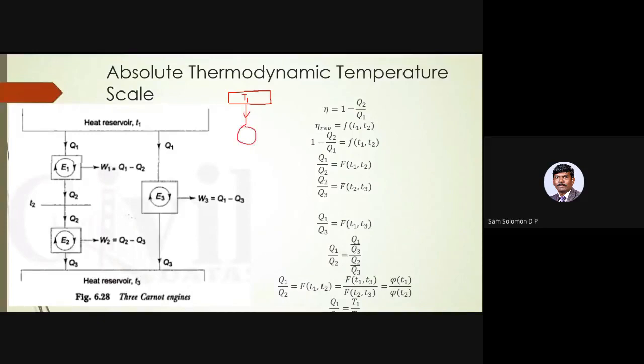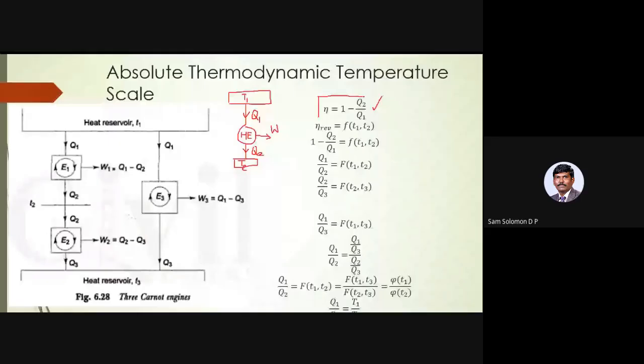So you have a heat engine for which Q1 amount of heat is supplied and it delivers W amount of work and rejects Q2 amount of heat to the sink, which is maintained at T2. This is a normal heat engine. The efficiency is work done divided by heat supplied. So Q1 minus Q2 divided by Q1, which can be written as 1 minus Q2 by Q1. So this is the formula for efficiency.